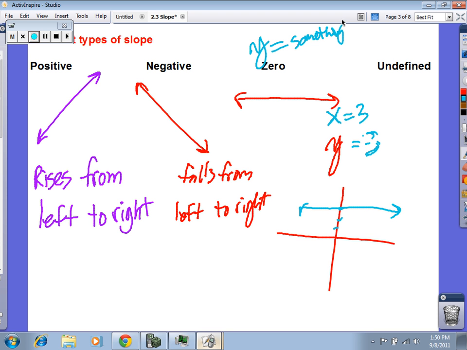Which axis does it go through? Here's how I memorize it. Which axis does it go through? It goes through the y-axis. So your answer is going to be y equals.